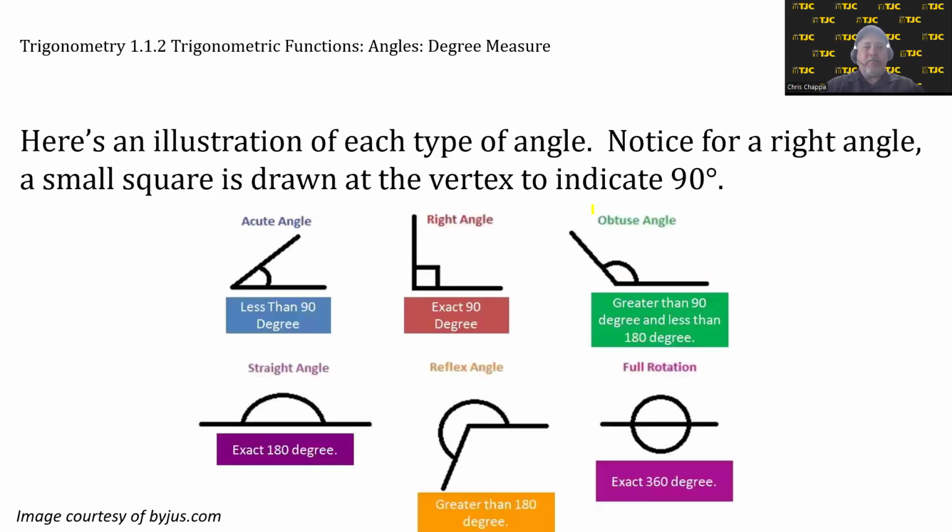All right. Here's an illustration of each type of angle, but I wanted to point out that for a right angle, a small square is drawn at the vertex to indicate 90 degrees. So if you ever see this little square at an angle's vertex, it means I'm a right angle, I am exactly 90 degrees.